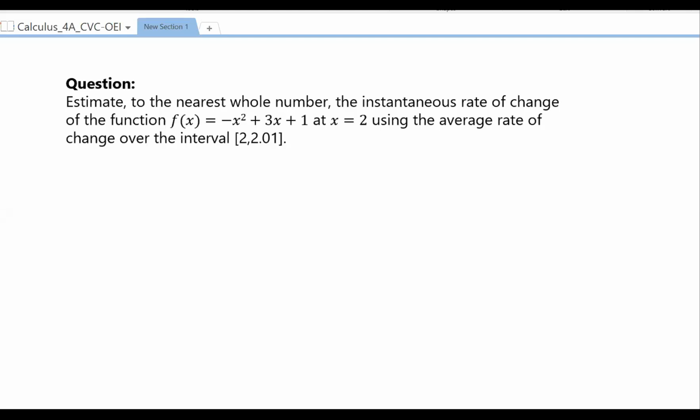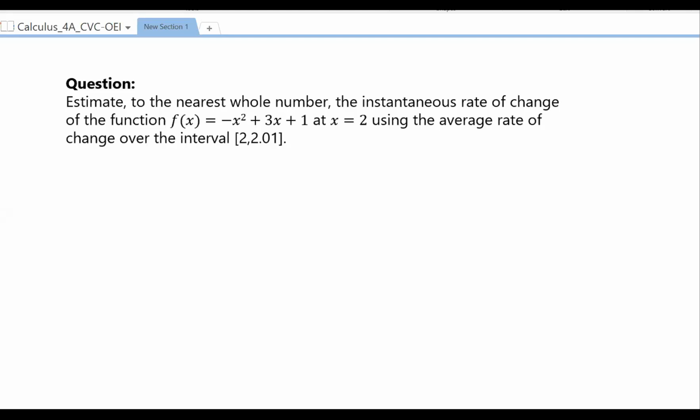Estimate to the nearest whole number the instantaneous rate of change of the function, that's the function given, at x equals 2, using the average rate of change over the interval. Ooh. So we are trying to find the instantaneous rate of change, which is the actual calculus question, right? But we're going to use the average rate of change, the concept we already know, to compute this, okay?